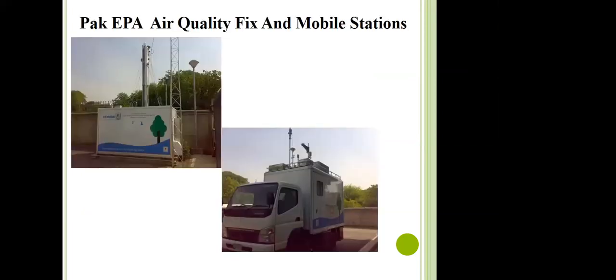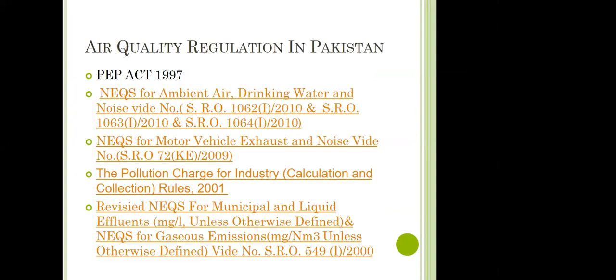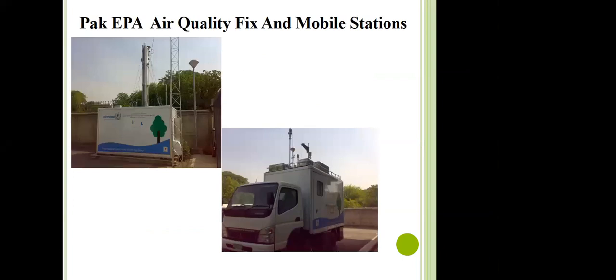Now I will talk about the NEQS for industrial gaseous emissions. We have some parameters which we see in our regulations. The main parameters are smoke, particulate matters, hydrogen chloride, chlorine, hydrogen fluoride, hydrogen sulfide, sulfur oxides, carbon monoxide, lead, mercury, heavy metals, cadmium, arsenic, copper, antimony, zinc, and oxides of nitrogen. The sources of emission standards are available.